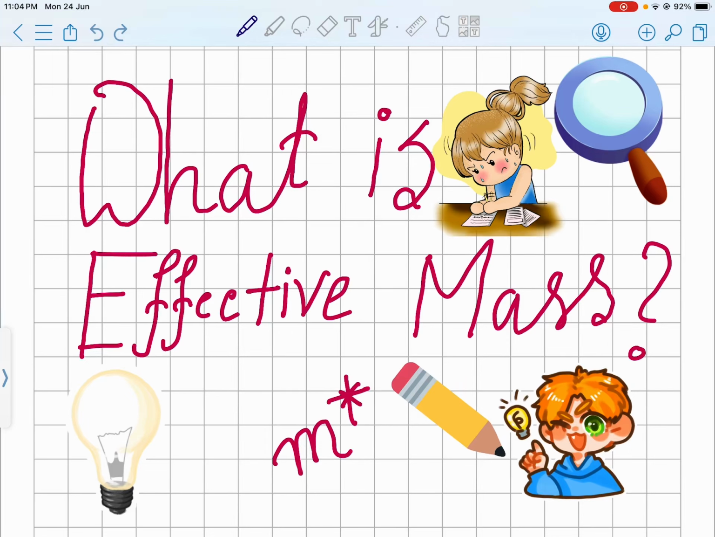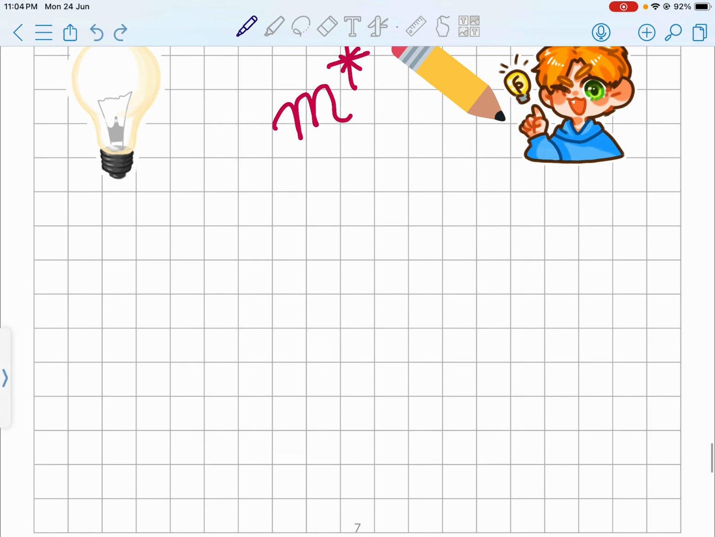First, what is effective mass? Basically, effective mass we see in solids where the potential is periodic. That is, in solid we see ions and electrons, free electrons or bound electrons. Okay, for metal it is free electrons and for insulator it is bound electron.